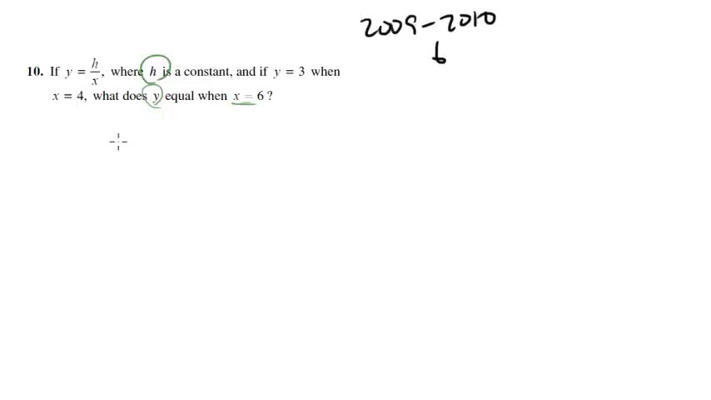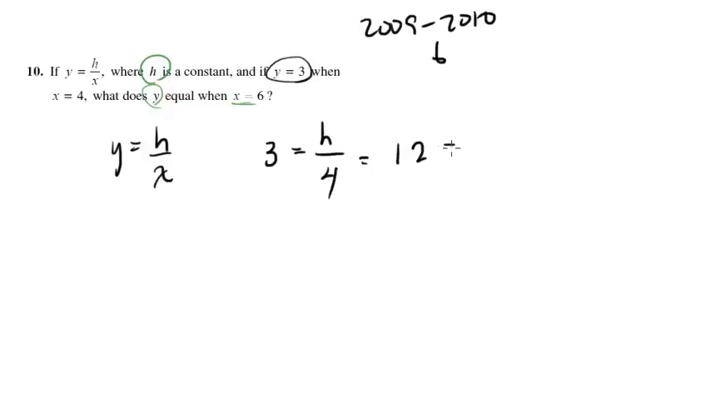So we're going to go ahead and write y equals h over x. Let's plug this in. So y is 3. So we get 3 equals h over, notice x is 4, so we're going to put that as 4. Cross multiply, we get h is 12.